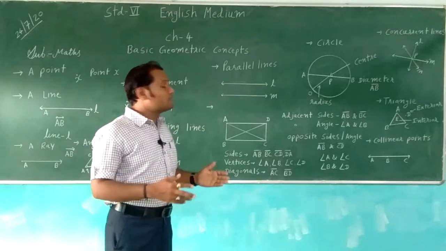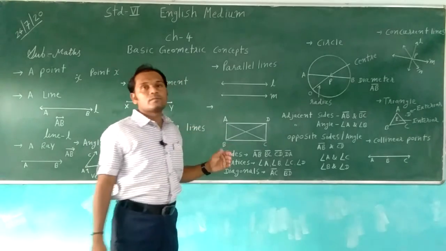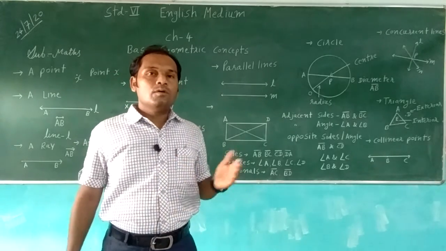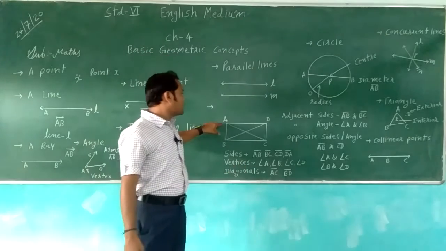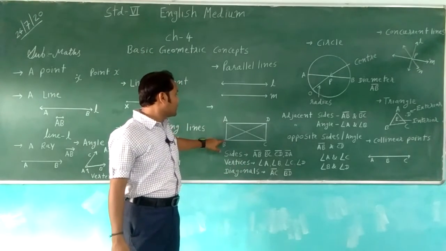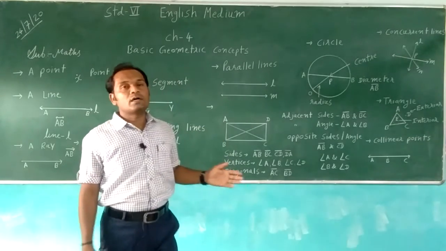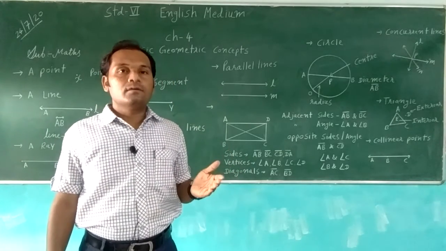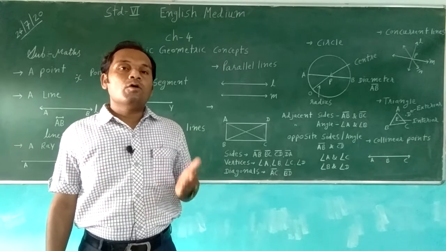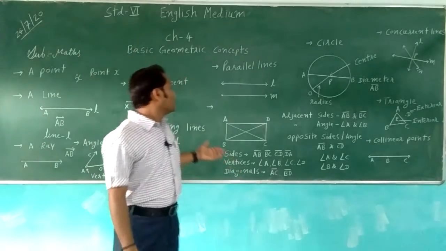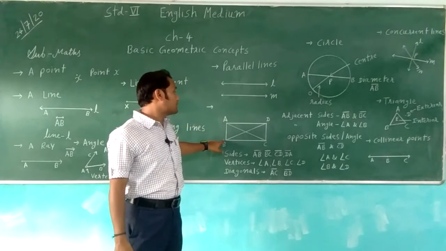Next, adjacent angles. Adjacent angles means the angles which are on the two ends of a line segment. Angle A and angle B both are called adjacent angles. Angle A and angle B both are at the endpoints of one line segment. Angles which form at the ends of one line segment are called adjacent angles. So angle A and angle B both are called adjacent angles.